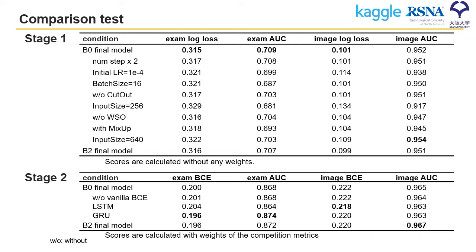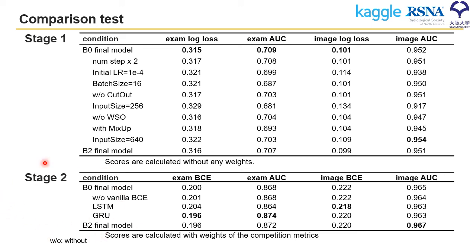Input size of 512 is better than 256. Input size of 640 may be better than 512. Cutout, WSO, and mix-up may not be necessary.